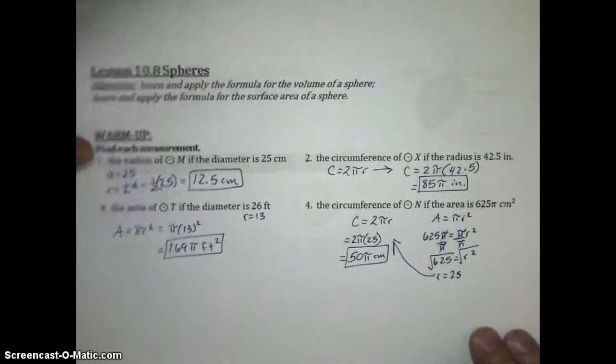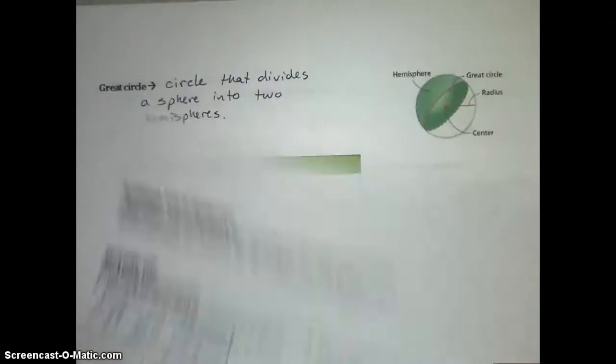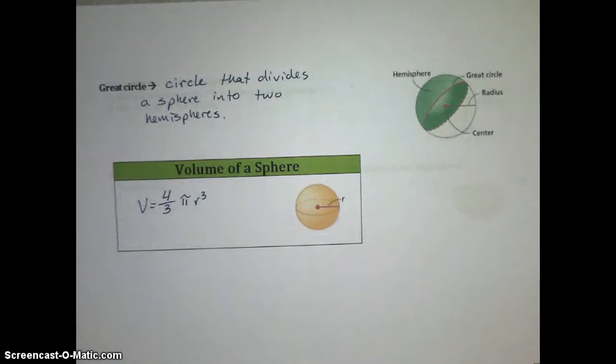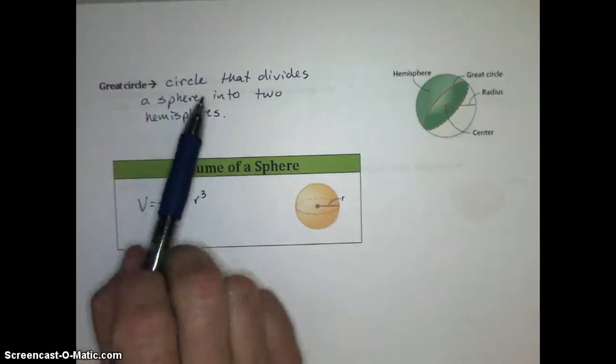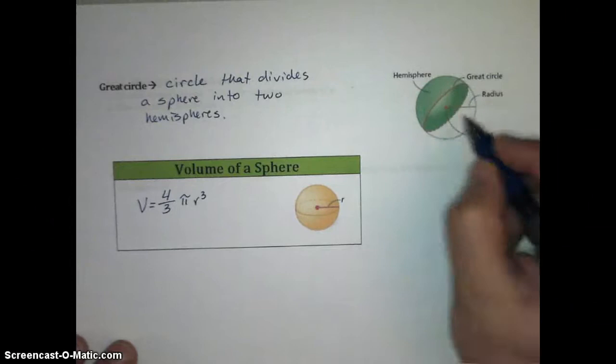All right, let's take a look at our lesson about spheres. Now, you may remember the definition of a sphere, but here is that official definition. It's the locus of points in space that are a fixed distance from the given point that we call the center of a sphere. And a radius of a sphere connects that center to any point on the sphere. A hemisphere is half of a sphere, and a great circle is a circle that divides a sphere into two hemispheres.